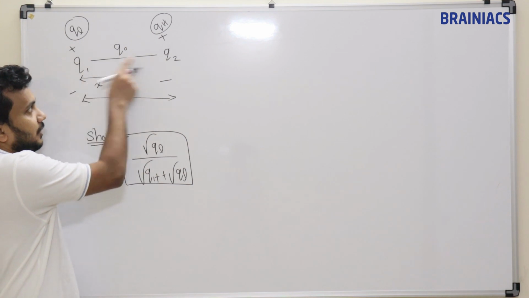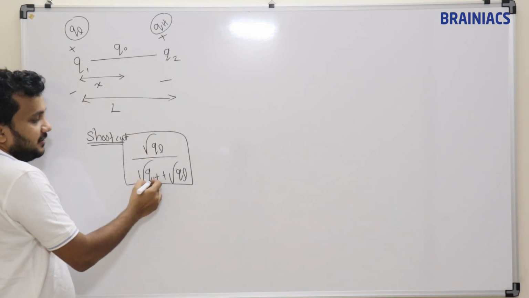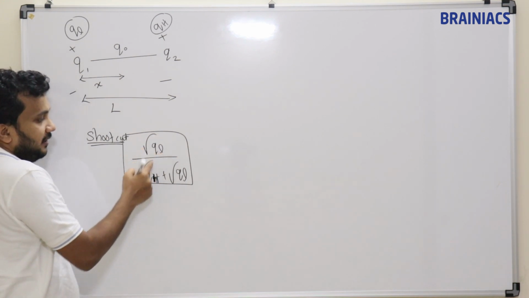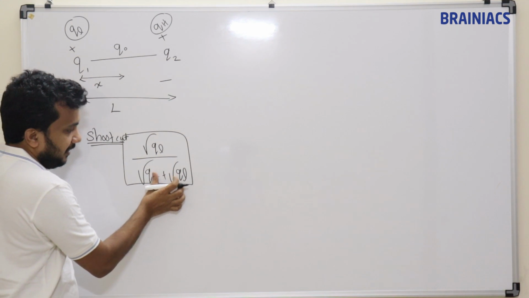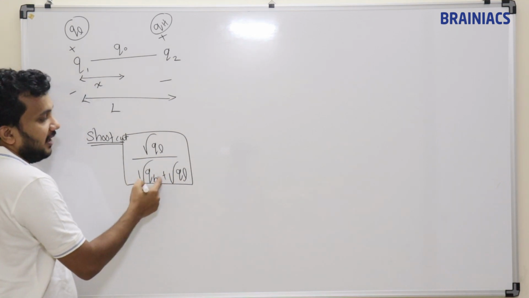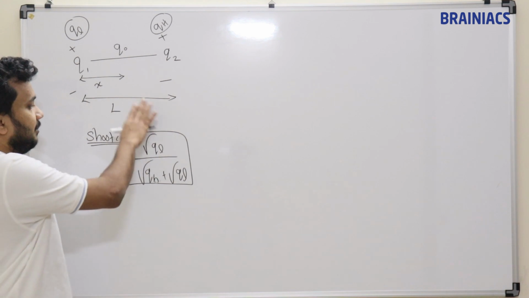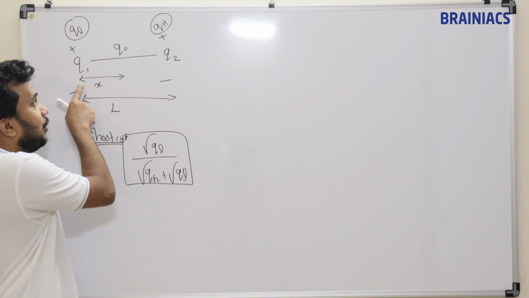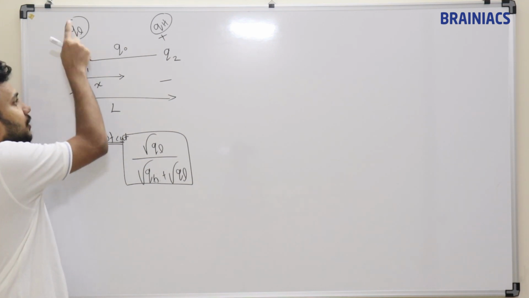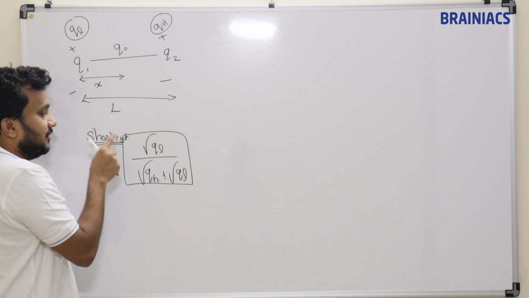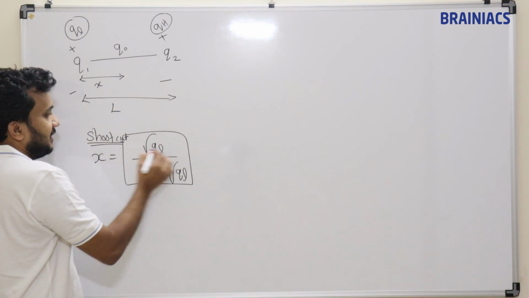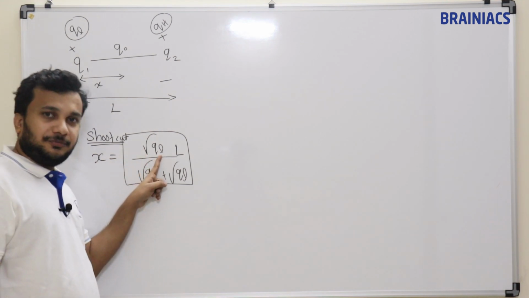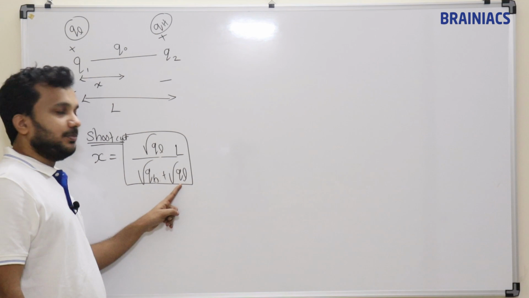Low value means, out of these, which one is the low value, and the denominator has the high value. So root of QL divided by root of QH plus root of QL. Apply these values and you will get the value of X. X is the distance from the low charge. Here Q1 I consider as low and Q2 as high. So X will be equal to, multiplied with the total distance L, root of QL divided by root of QH plus root of QL.